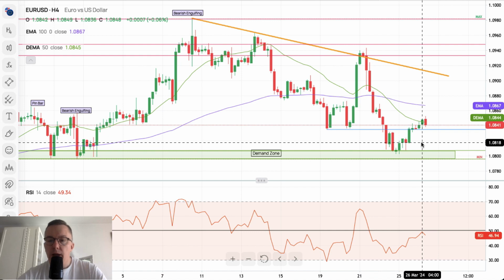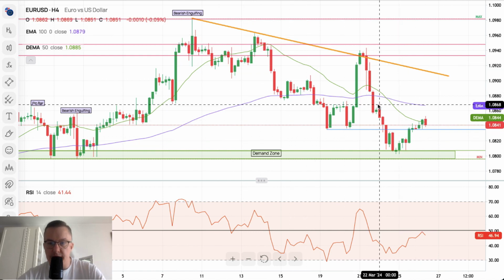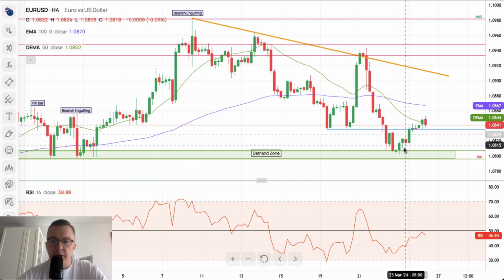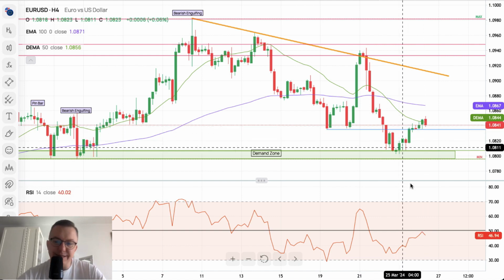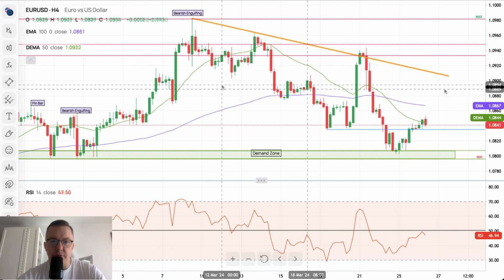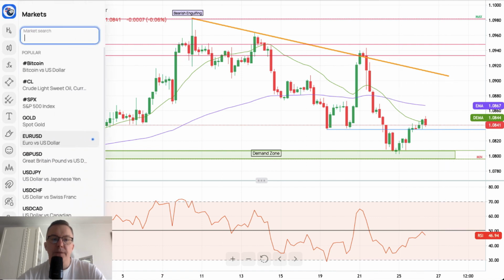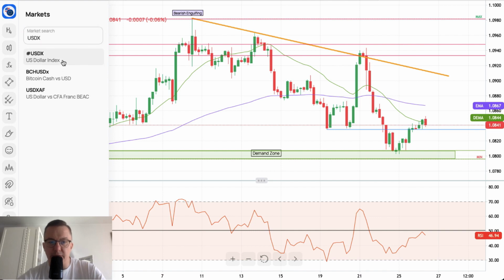The overall situation here looks very corrective, so we should expect more upswings and downswings here. Whipsaw movement is being expected because there is no clear impulsive direction on the EUR/USD whatsoever. We got the data from the USA, so let's take a look at the US dollar index 4-hour chart.